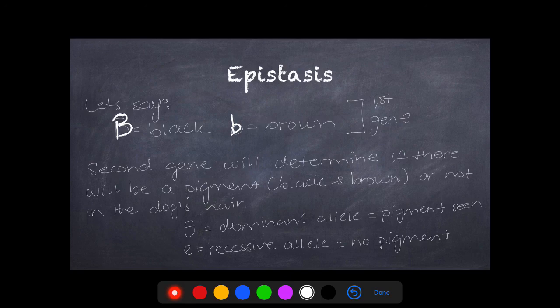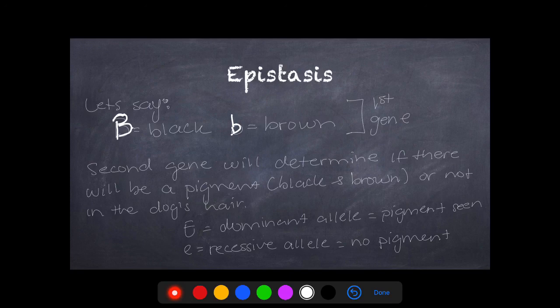If I have a capital E on my second gene, it's going to show a pigment. So it's going to show either black or brown on the puppy. If I have a little e, it's a recessive allele. So that means there's no pigment. So if I have little e, that means I'm not going to have any pigment in the dog, and the puppy is going to look yellow, right? Or golden or whatever. It's going to look yellow. And so you've seen yellow labs.